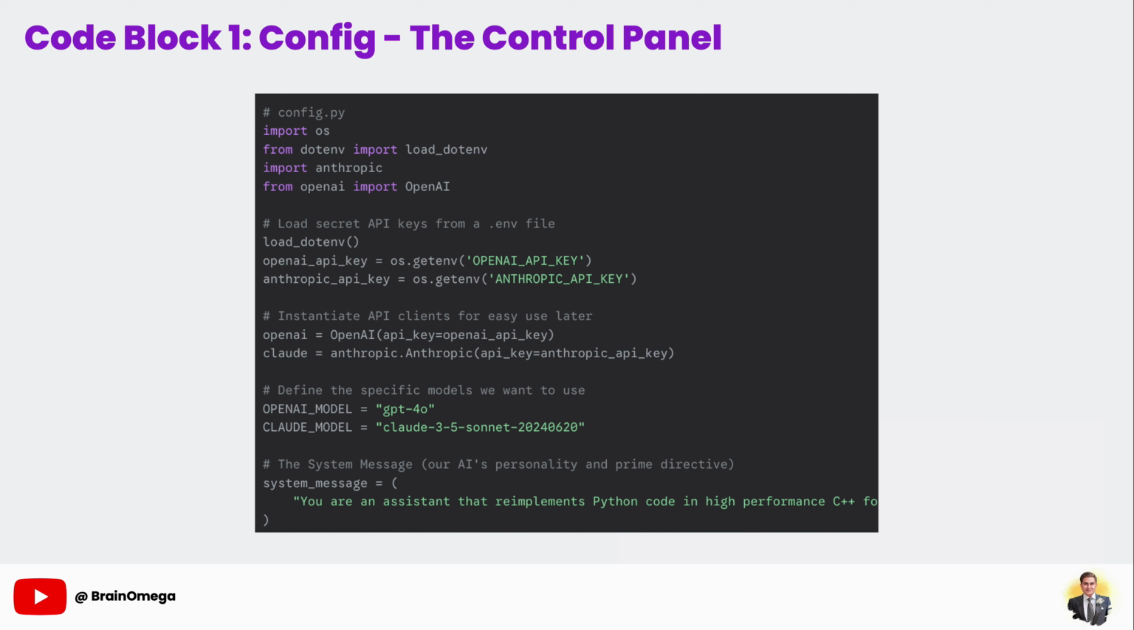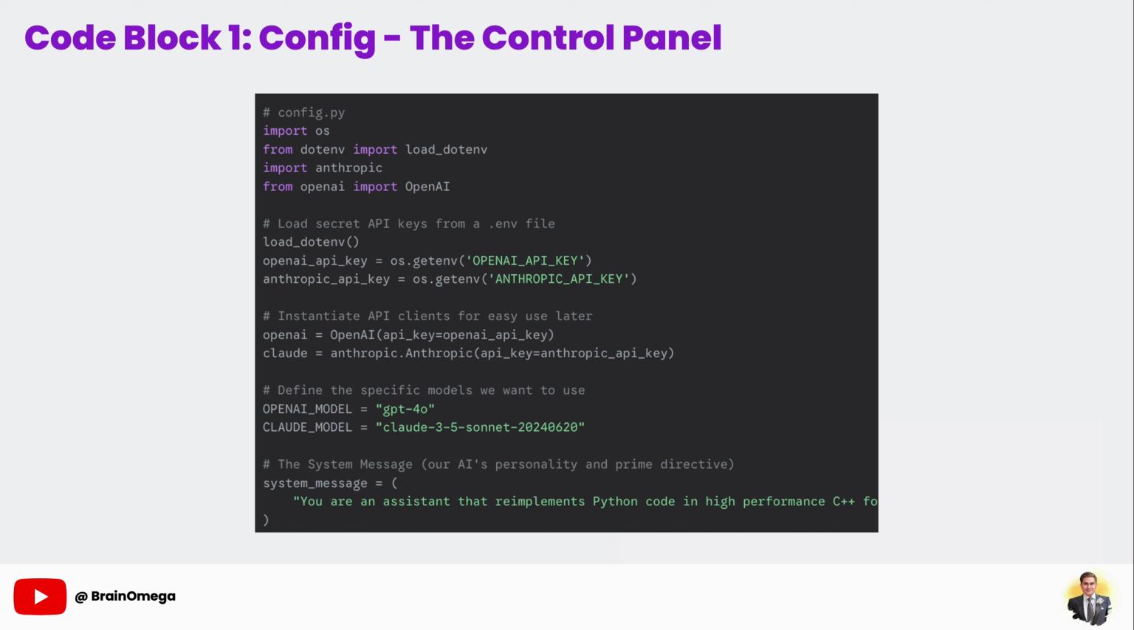First, we use a library called python-dotenv. This allows us to store our secret API keys in a special file named .env. This is a critical security practice because it ensures we never accidentally commit our sensitive credentials to a public GitHub repository. The load_dotenv function reads this file and makes the keys available as environment variables.